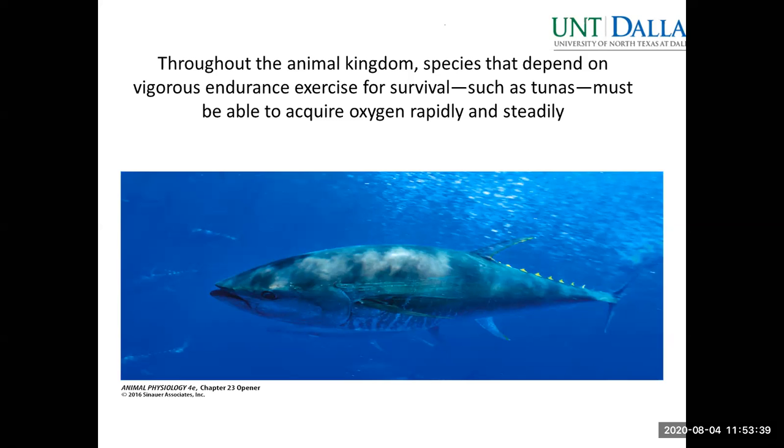To meet the relentless oxygen demands of their vigorous lifestyle, they require a respiratory system that can take up oxygen rapidly from the sea, and a circulatory system that can deliver oxygen rapidly from the gills to tissues throughout the body. Tunas breathe with gills, as do most fishes. However, tuna gills are exceptionally specialized for oxygen uptake.